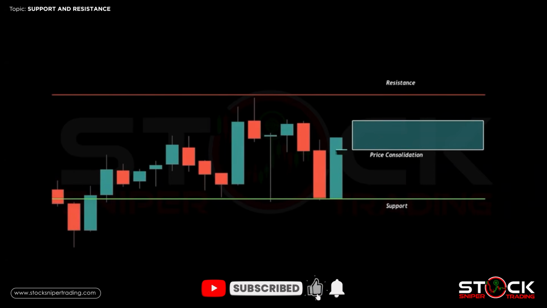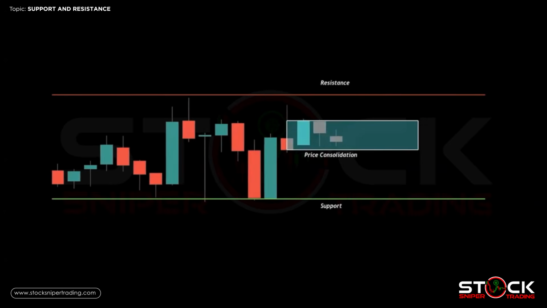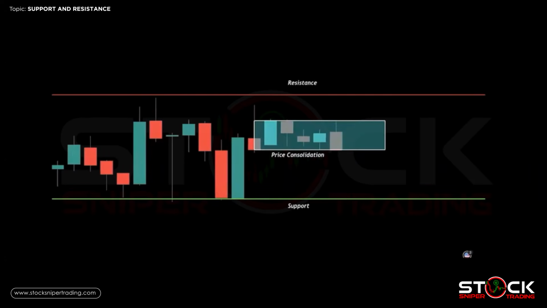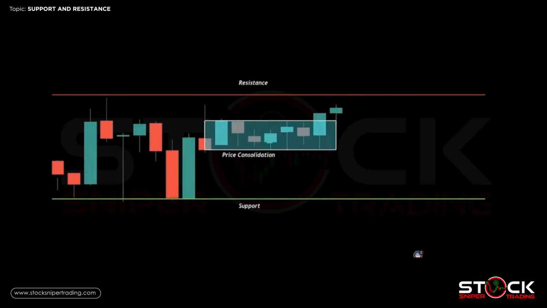As we reach this level of support, we now have a bullish engulfing candlestick, which completely takes out the previous bearish candlestick. This bullish engulfing candlestick was formed at the level of support where we have buying momentum coming into the market. Price now trades sideways in this price consolidation, which we call the Stocksniper trapping gap. And what we're waiting for is a breakout to the upside.